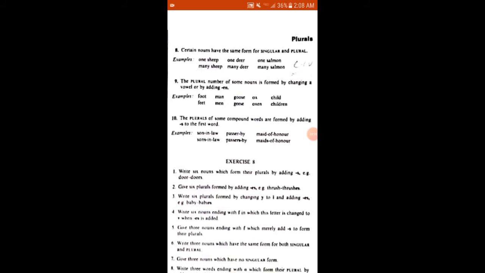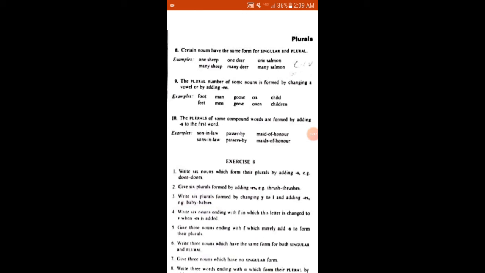For example, ox, and the plural will be formed by adding en. Child, we have to make the plural by changing the spelling and adding ren. So these are the common, particular changes which we make to form their plurals.